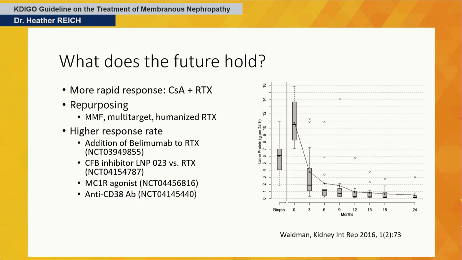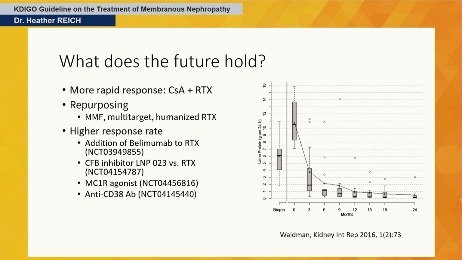Drug repurposing is of interest in membranous nephropathy, and fortunately there are multiple studies now looking at novel agents. As you remember, there was still only a 50 to 60% response rate in these patients with very severe disease, which leaves a lot of room for improvement. This includes studies using the BAFF inhibitor belimumab, a complement factor B inhibitor, a melanocortin agonist, that is the receptor through which ACTH is thought to exert its podocyte effects, and finally anti-CD38 antibodies.